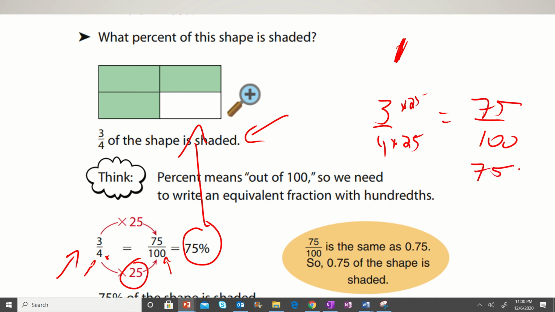75 over 100 can be 75% or 0.75. So it says here 75 over 100 is the same as 0.75. The shape is shaded, so 75% is shaded.